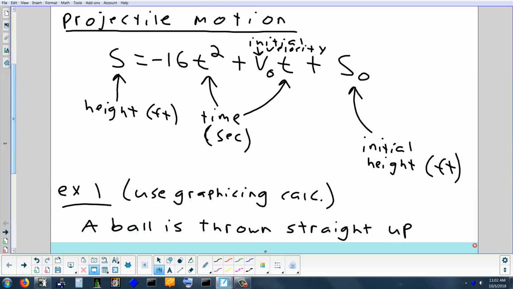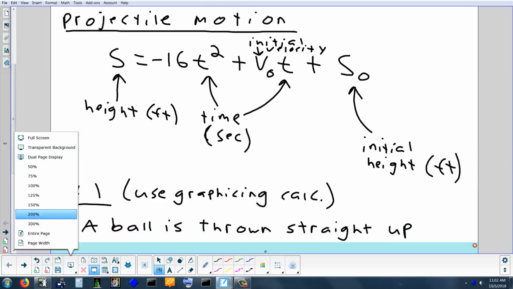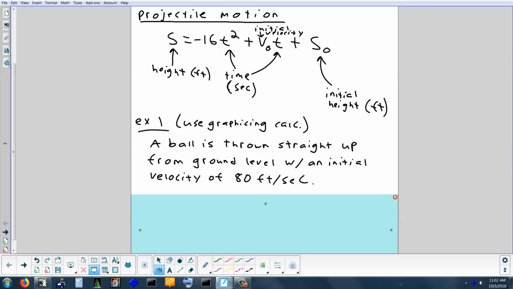Okay, so let's see if we can set up an inequality in a second based on what they're telling me right here. So it says a ball is thrown straight up. It doesn't really matter if it's thrown straight up or it's thrown at an angle. That makes no difference at all. Okay, but a ball is thrown straight up from the ground with an initial velocity of 80 feet per second.